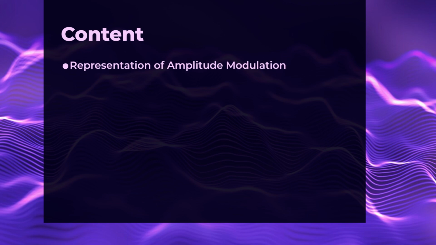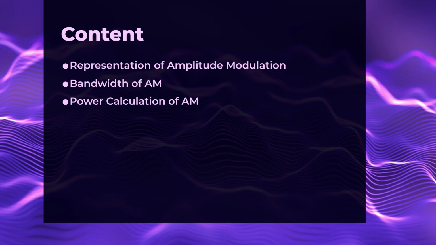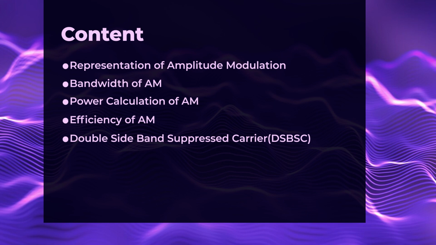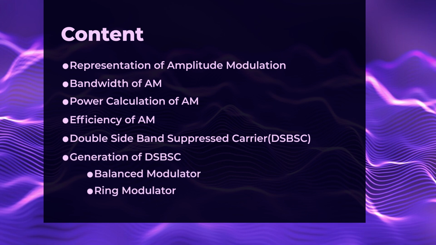In today's lecture, we are going to discuss the topic with the following points. We will start with the representation of amplitude modulation, then the bandwidth of amplitude modulation, power calculation of amplitude modulation, efficiency of amplitude modulation, double sideband suppressed carrier amplitude modulation, which is also called DSB-SC, and methods of generating double sideband suppressed carrier. Basically, there are two methods of generation of DSB-SC. The first one is the balanced modulator and the second one is the ring modulator.